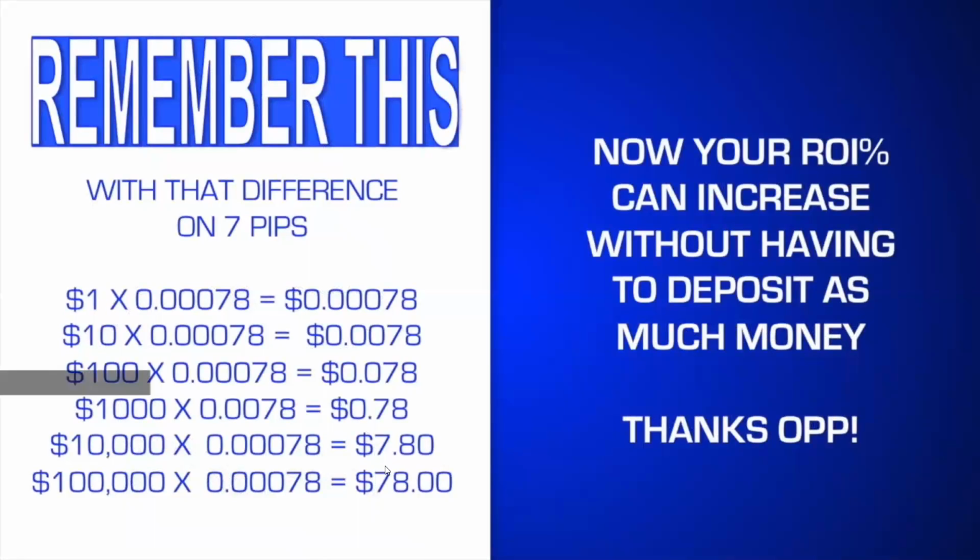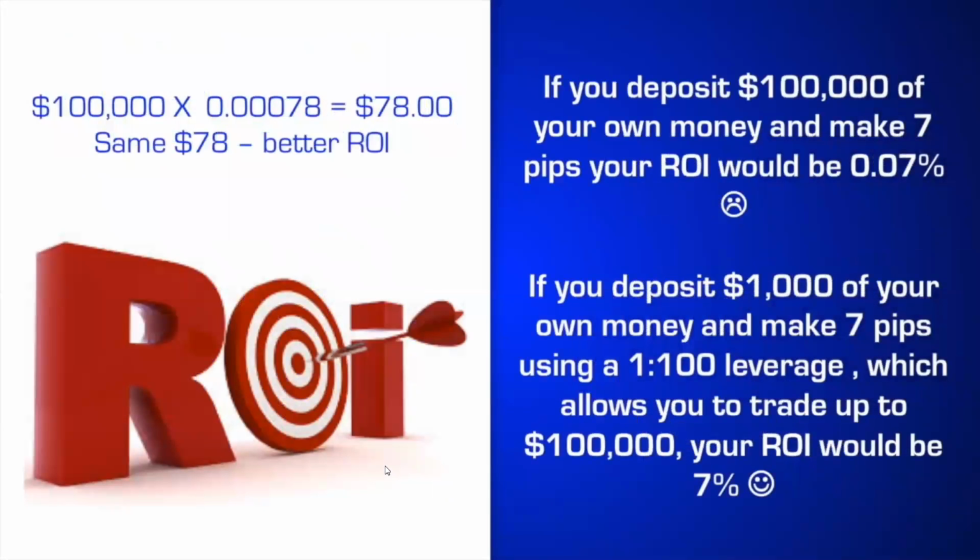Yay for OPP. So what do I mean by ROI? Return on investment, for those of you who don't know what I'm talking about. Let's say, remember, you deposit $100,000 of your own money, big baller, and make 7 pips. Your ROI percent would be 0.07%. Wah, wah, wah. Not really exciting.